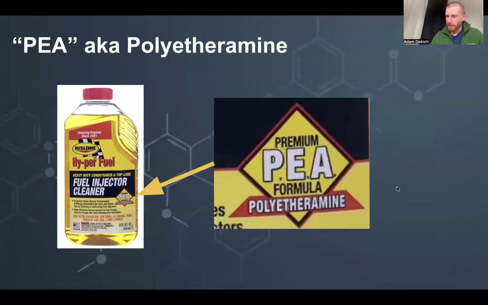I will share my screen. I wanted to talk about the molecule PEA, which is polyetheramine. It's a fuel injector cleaner that I use when I'm working on my car. I've had a lot of success using this. I like it a lot, and I've always wondered how it works. So that's why I picked that molecule.